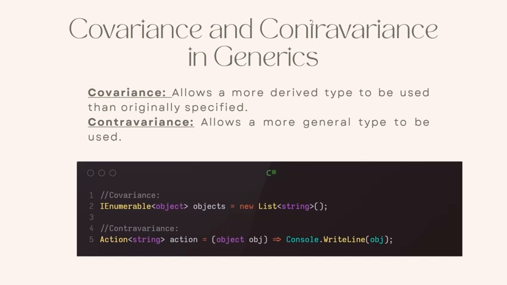And covariance and contravariance are more advanced concepts within generics. Covariance allows us to use a more derived type than what was specified, while contravariance lets us use a more general type. These concepts come in handy when working with collections and delegates.